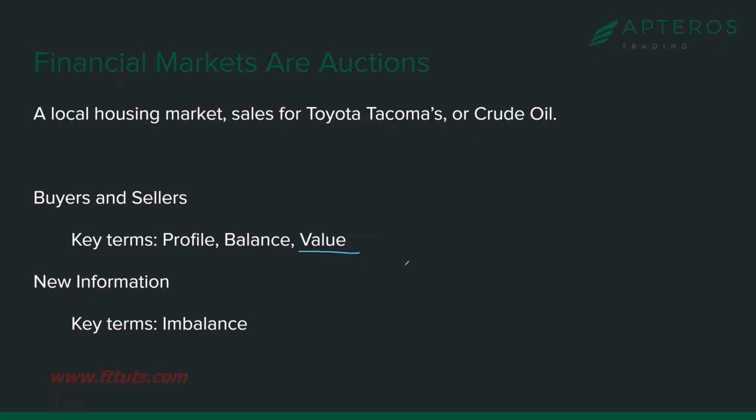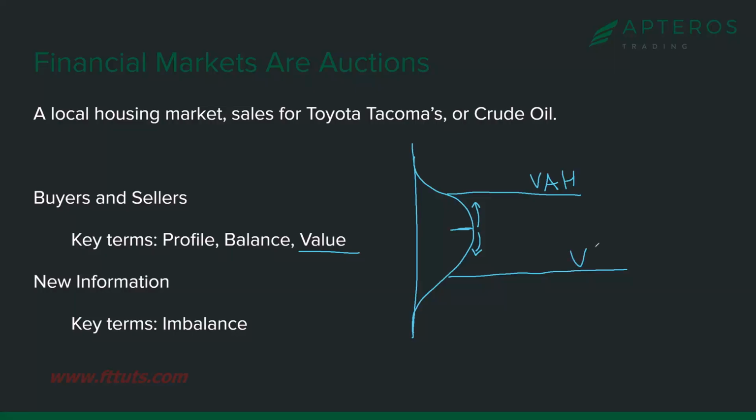Value is a simple mathematical calculation. When you have a distribution, value is from the point of control, which is a term we still haven't defined, but still, that's the widest part of the profile, the most traded price. From that area, you now find where above and below you can find 70% of the trading. And so typically it'll show you an area like this. This is the value area high, and this is the value area low.